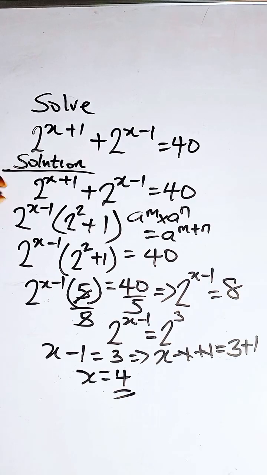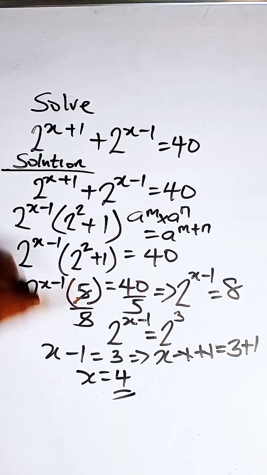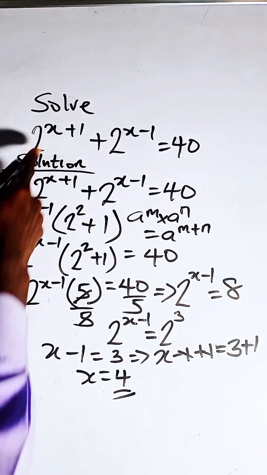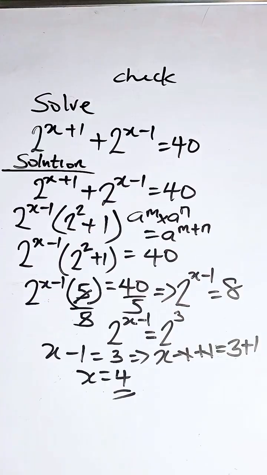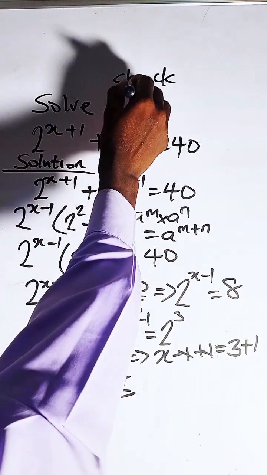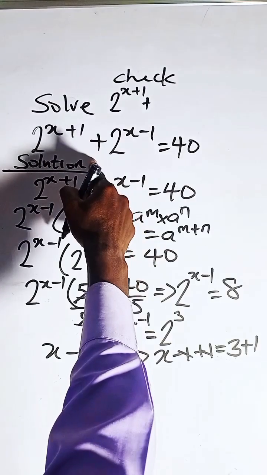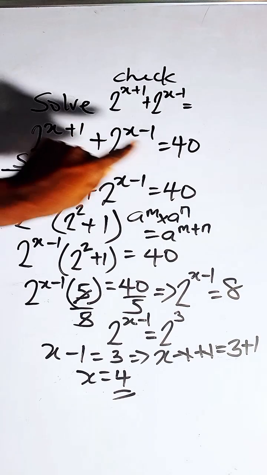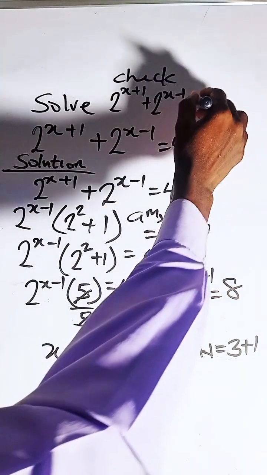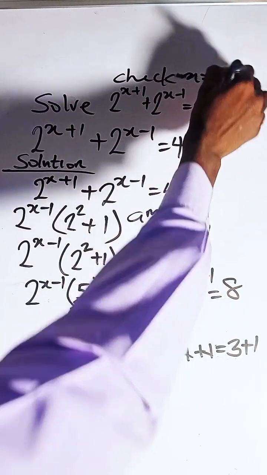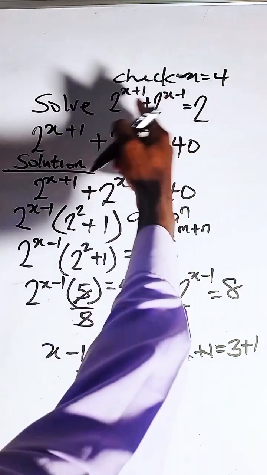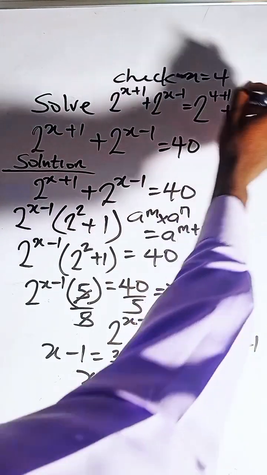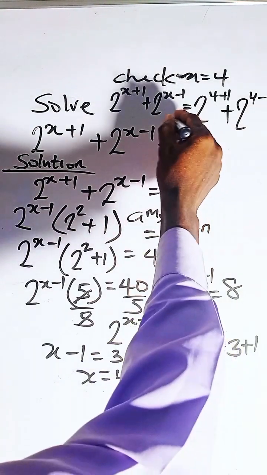Now let us check by putting in 4 for x. We check whether 2 raised to power x plus 1 plus 2 raised to power x minus 1 gives us 40. When x is 4, we have 2 raised to power 4 plus 1 plus 2 raised to power 4 minus 1.